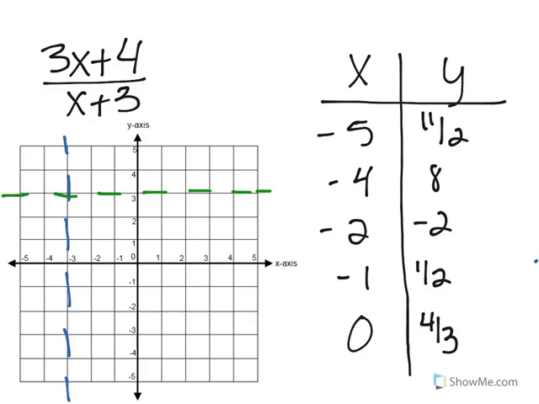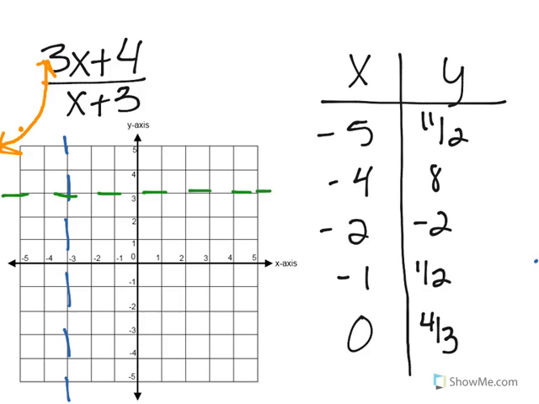Okay, so we've got our points, so now we're going to go ahead and plot them. So we have -5 and 11/2, which is 5.5. So -5 and 5.5, that's going to be right up here about. And we have -4 and 8, so that's going to be somewhere up here. That tells us that we've got a graph that's going to curve along something like this. Not a perfect drawing, but it's close.